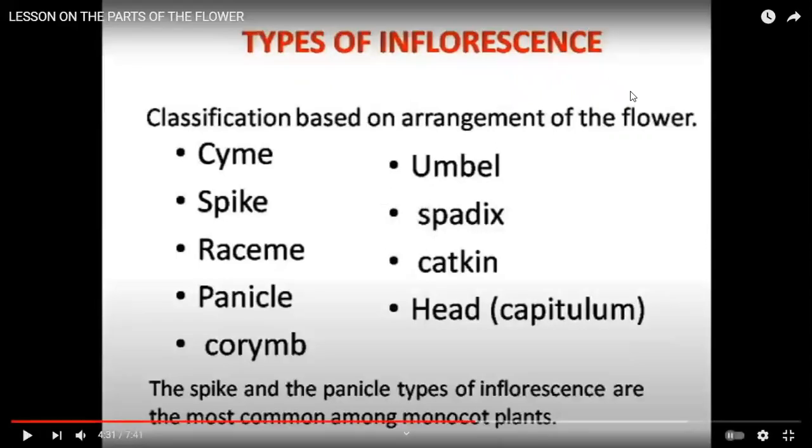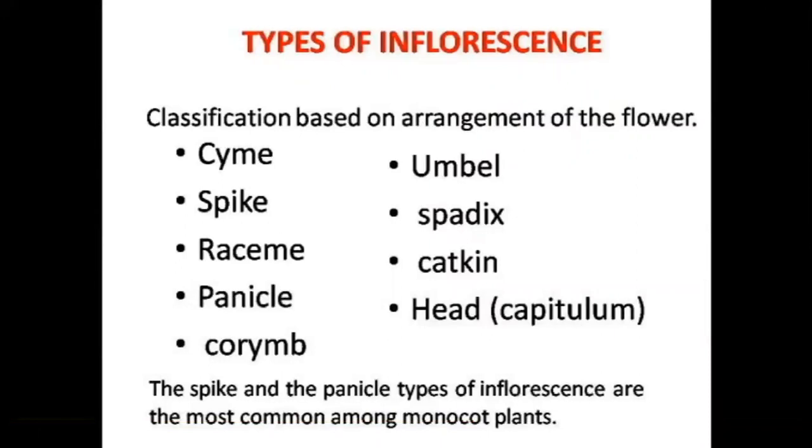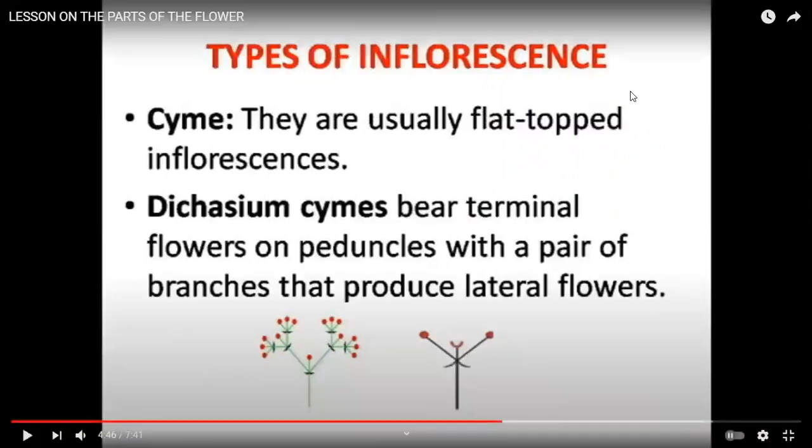All right, classification based on arrangement of flowers. These are some of the types that you see: the cyme, spike, raceme, panicle, corymb, umbel, spadix, catkin, and then the head or capitulum. The spike and the raceme types of inflorescence are the most common among the monocots. So let's look at some diagrams on this.